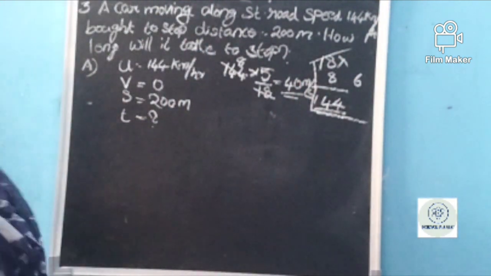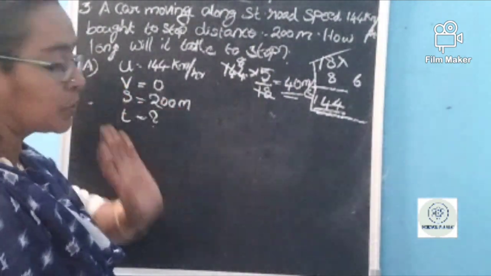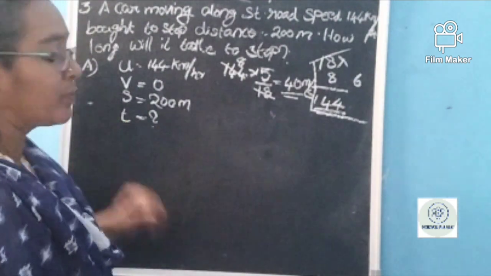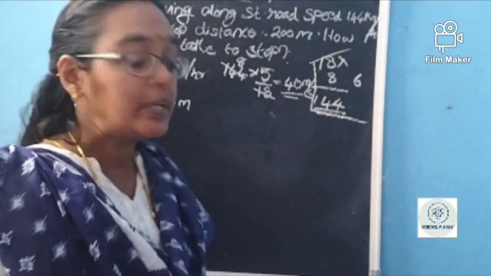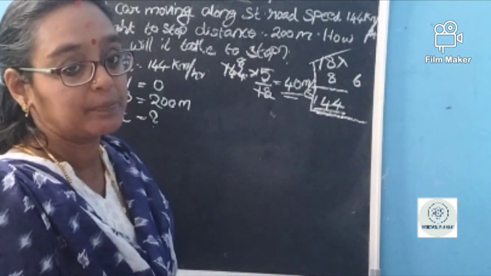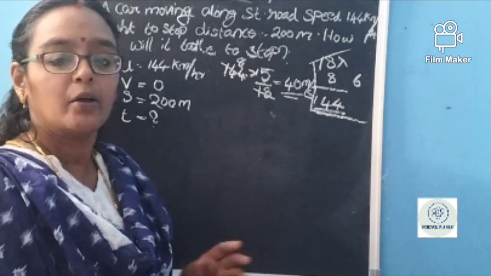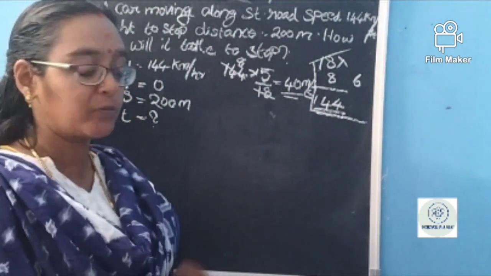40 meter per second is what, ma? Initial velocity. And the final velocity is 0 and S has been given. Now we have to find T. Is there any equation in which T can be easily found out without knowing acceleration? We already know 3 equations of kinematics, right?